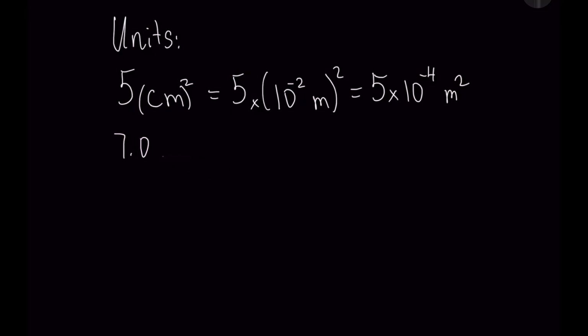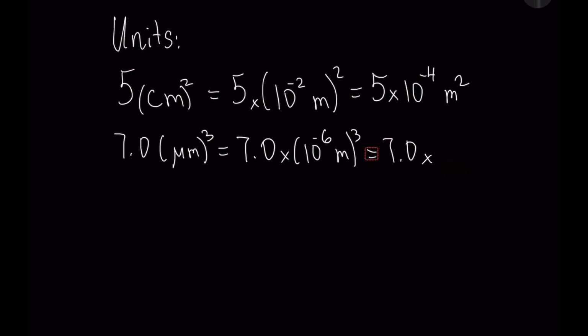So let's say we had 7.0, I don't know, let's say micrometers cubed. Well, this here will be equal to 7.0 times by 10 to the power of minus 6 meters cubed, which is 7.0 times by 10 to the power of minus 6 times 3, which is 18, meters cubed. Talking about units, a really important technique is working with base units.